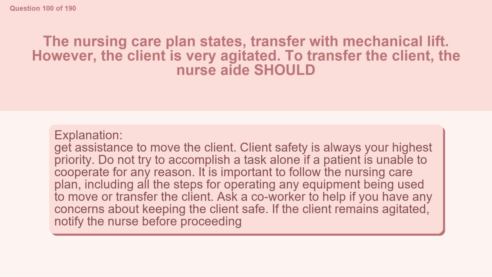It is important to follow the nursing care plan, including all the steps for operating any equipment being used to move or transfer the client. Ask a coworker to help if you have any concerns about keeping the client safe. If the client remains agitated, notify the nurse before proceeding.